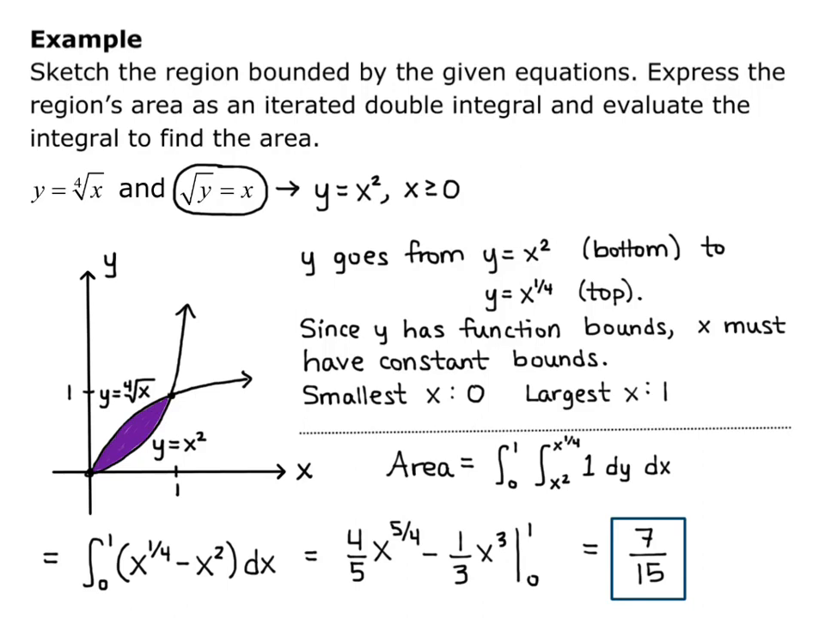So that's all there is to finding area using double integration: you find your bounds just like you did in the previous sections, and then you let your function equal 1.